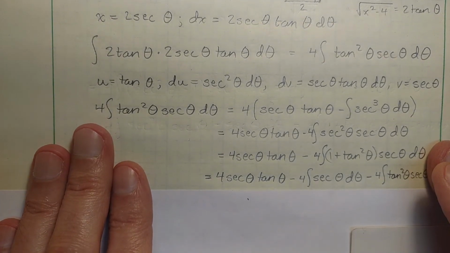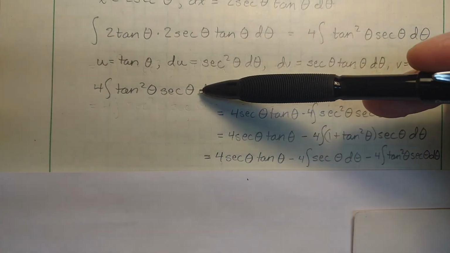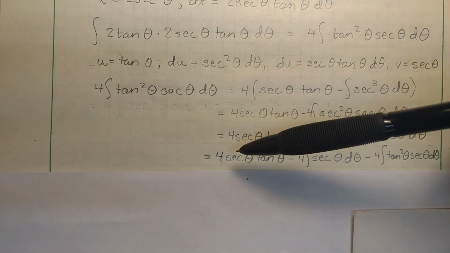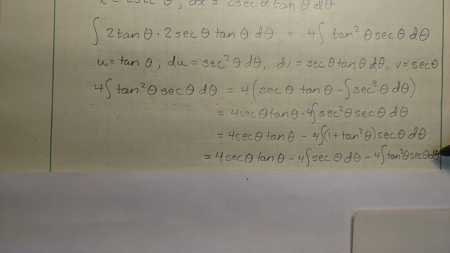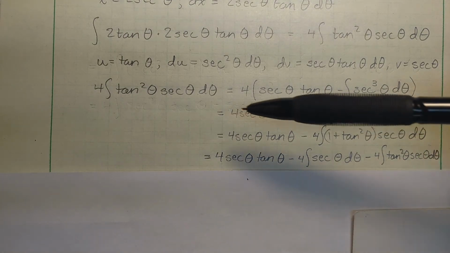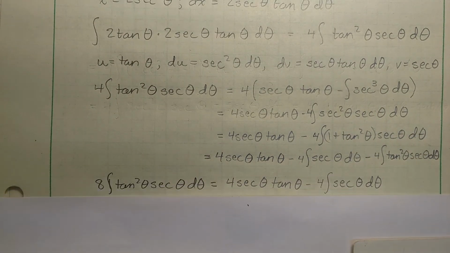But notice what I've got here: this, which is exactly the same as this. And I know this is equal to this expression here. So I can add 4 times the integral of tangent squared theta secant theta d theta to both sides. It'll cancel out this integral here, and I'll just put it over there. So this gives me 8 on the left side of those tangent squared theta secant theta d theta. And that's equal to 4 secant theta tangent theta minus 4 times the integral of secant theta d theta.